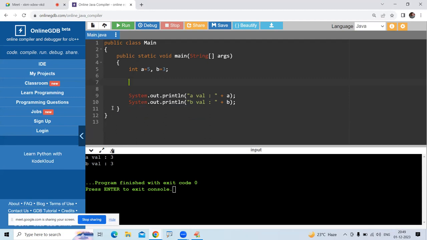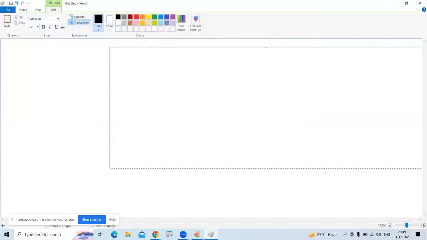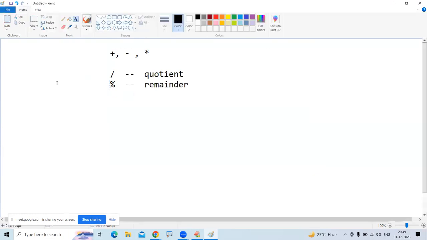Okay. The next one, in arithmetic operators, the two important things are, a total of 5 arithmetic operators are there. As we know, plus, minus, multiplication not required. Only the division and mod. Division will give the quotient, and mod gives the remainder. Division and mod, quotient and remainder will give.